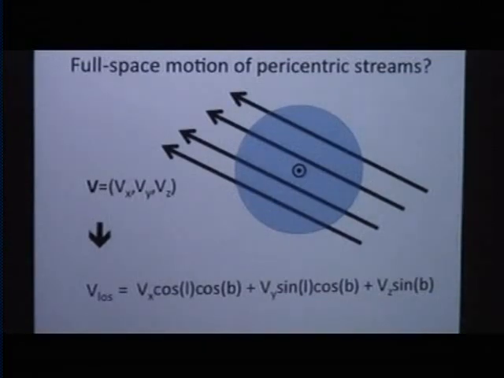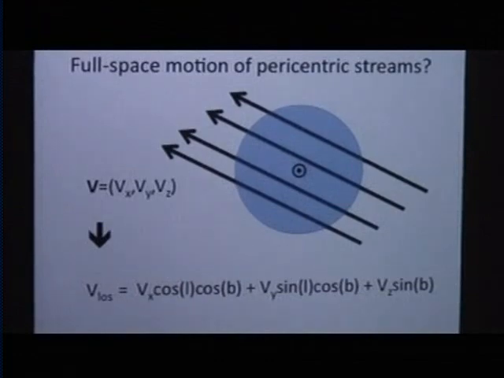But it gets more exciting, right? Because if you can measure this apparent gradient, you could actually solve this equation for these unknowns. We take 3 measurements of V line of sight. We know L, we know B, and we can solve for Vx, Vy, and Vz.